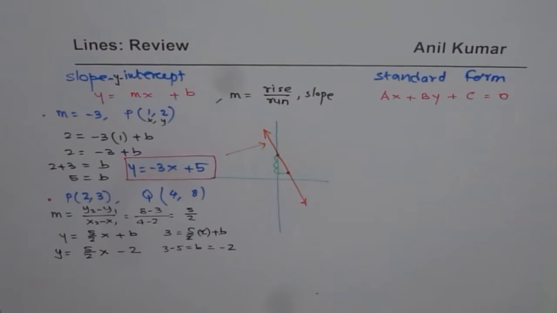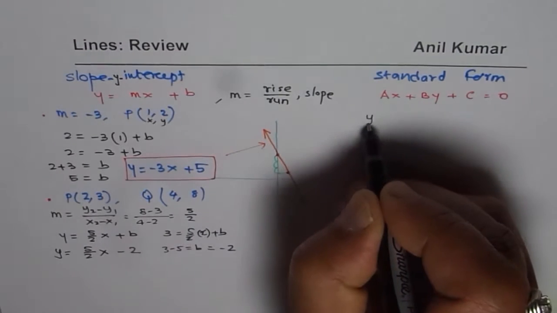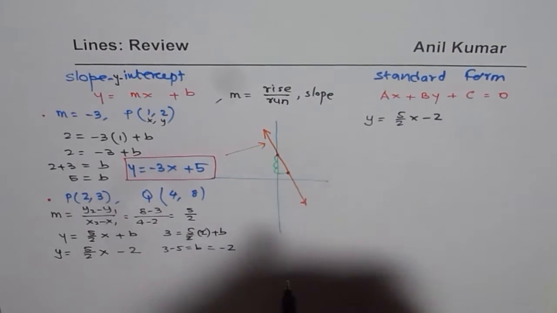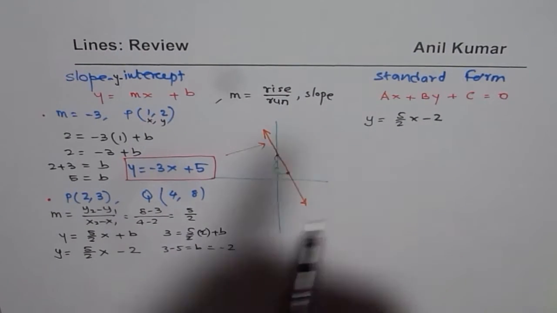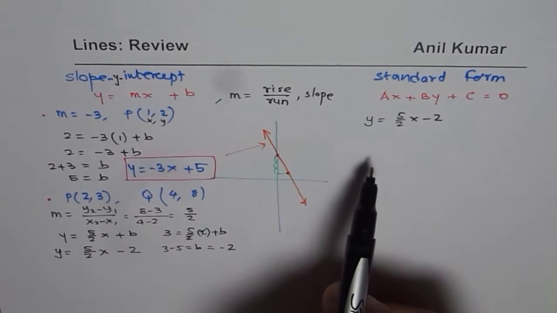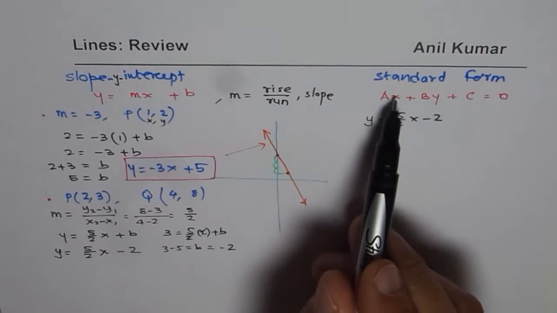Now the question is, how to write equation of a line in standard form? One of the exercises could be, we already have the equation of a line, which is, let's say, y equals 5 over 2 x minus 2. So this equation is in slope y-intercept form. We can convert it to standard form by bringing all the terms together.